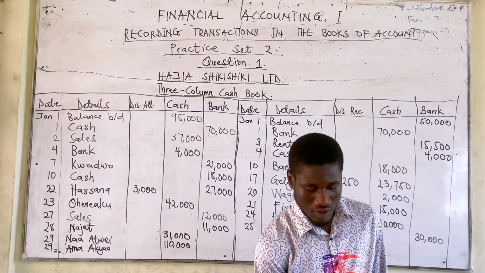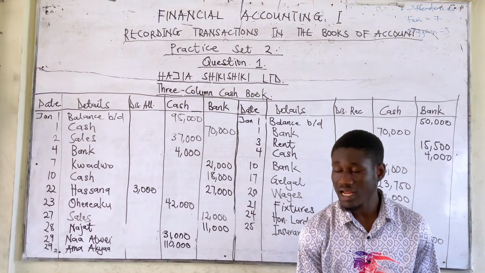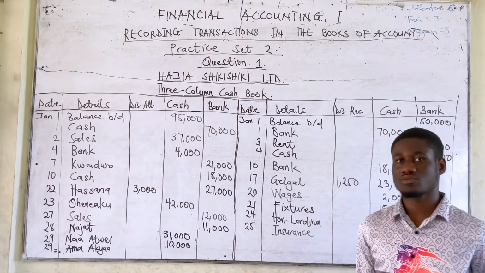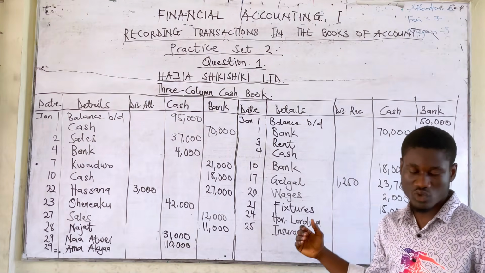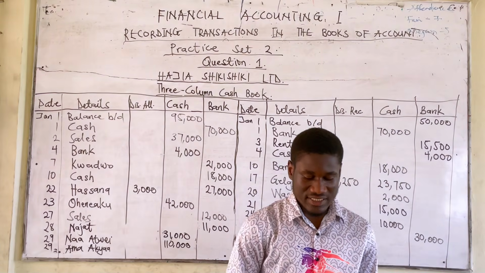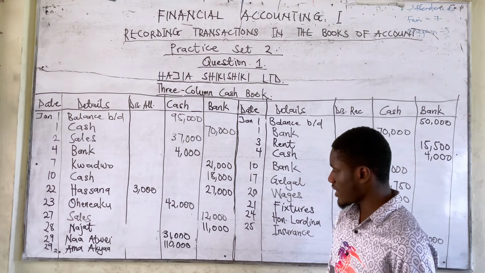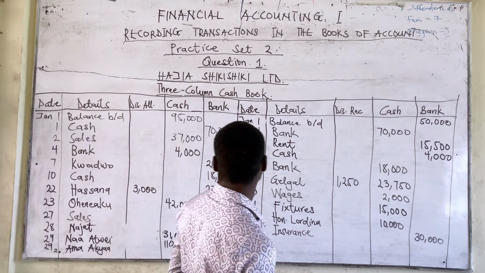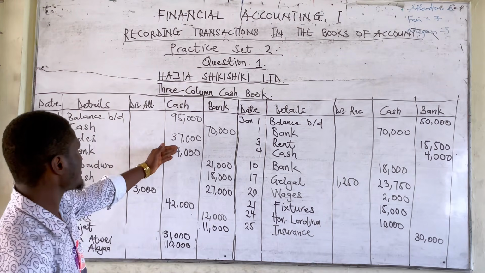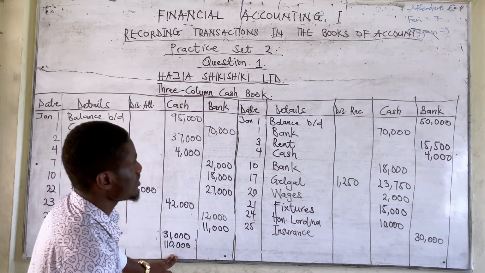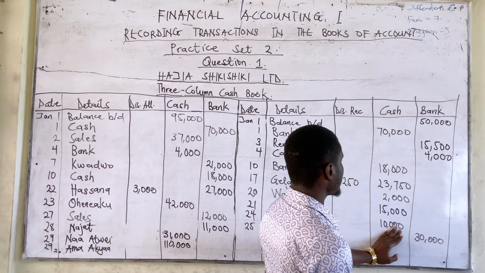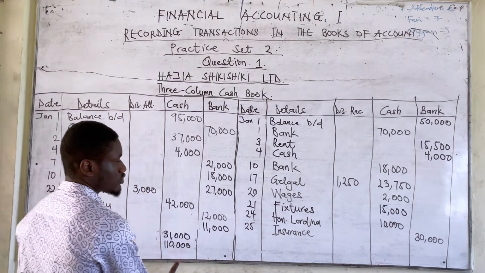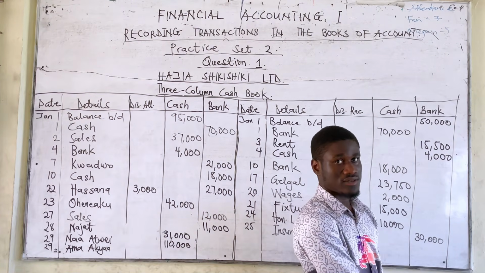Good. So now what we are going to do here is that we are done with what the question said we should do. So what we are going to do now is that we are going to balance the cash and bank. So we are going to find the differences and balance them. Good. So we will see that the debit side of the cash column is greater than the credit side of the cash column. Okay. So what we are going to get here, we are going to record at both sides. You get it?